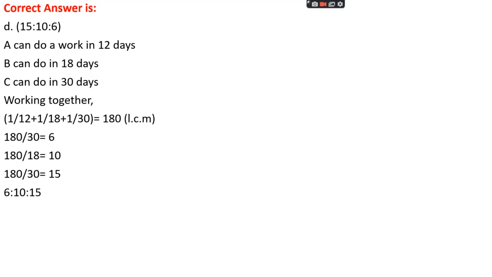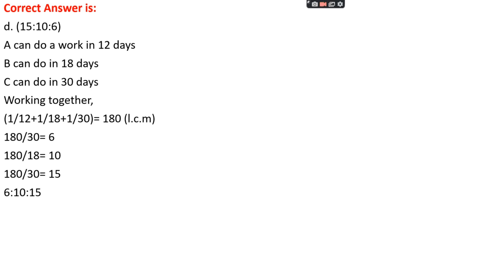The right answer is option D, that's 15 is to 10 is to 6. A can do the work in 12 days. B can do the work in 18 days. C can do the work in 30 days. Because they are working together, we always take the LCM, and we get 180.